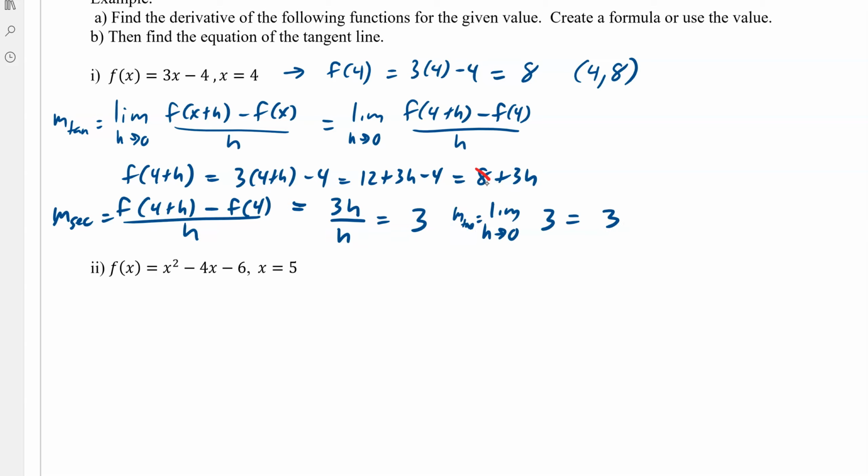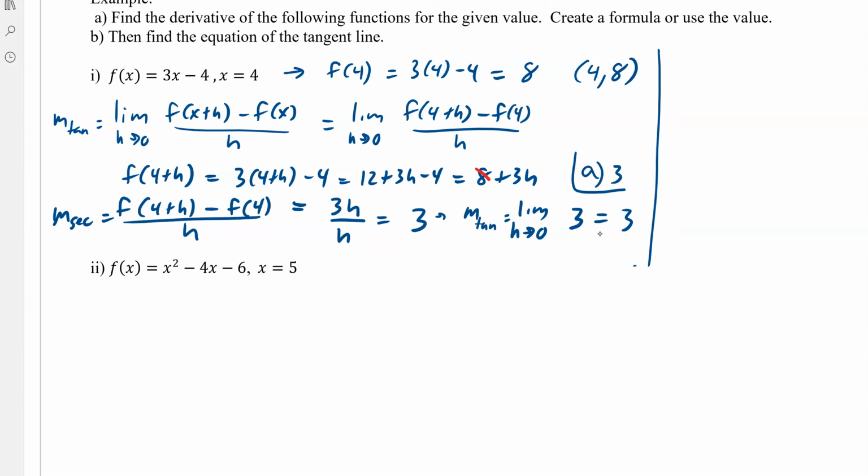So that's all you're doing. You're taking the difference quotient to find the slope of the secant, plugging in the limit as h approaches 0, which gives us the slope of our tangent. Let me make that a little larger here. Slope of tangent, that's better, is 3. So that's the first part. That's part A. Part A is 3.